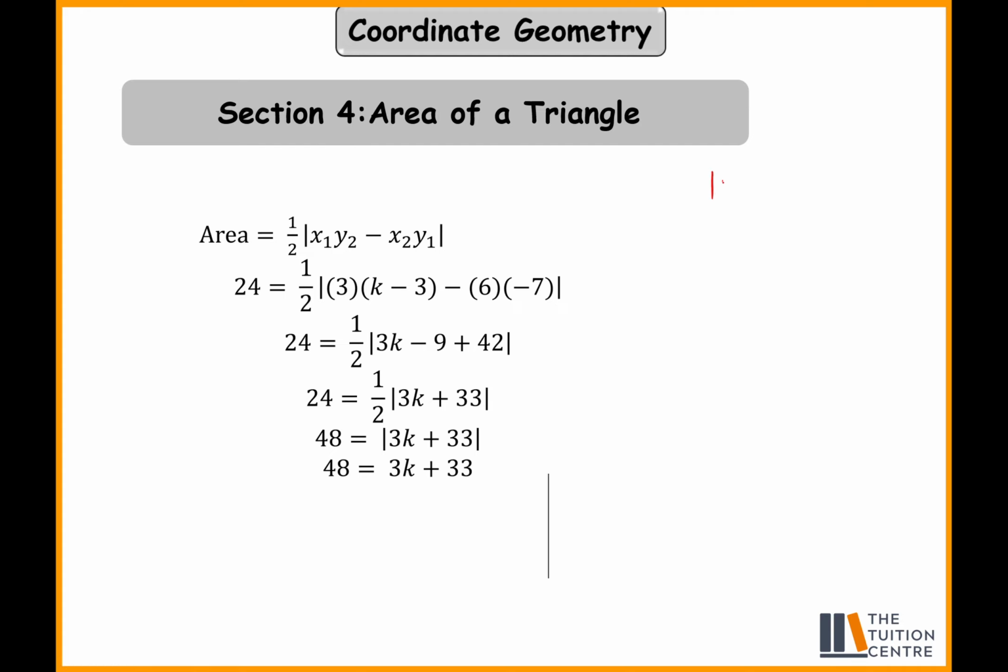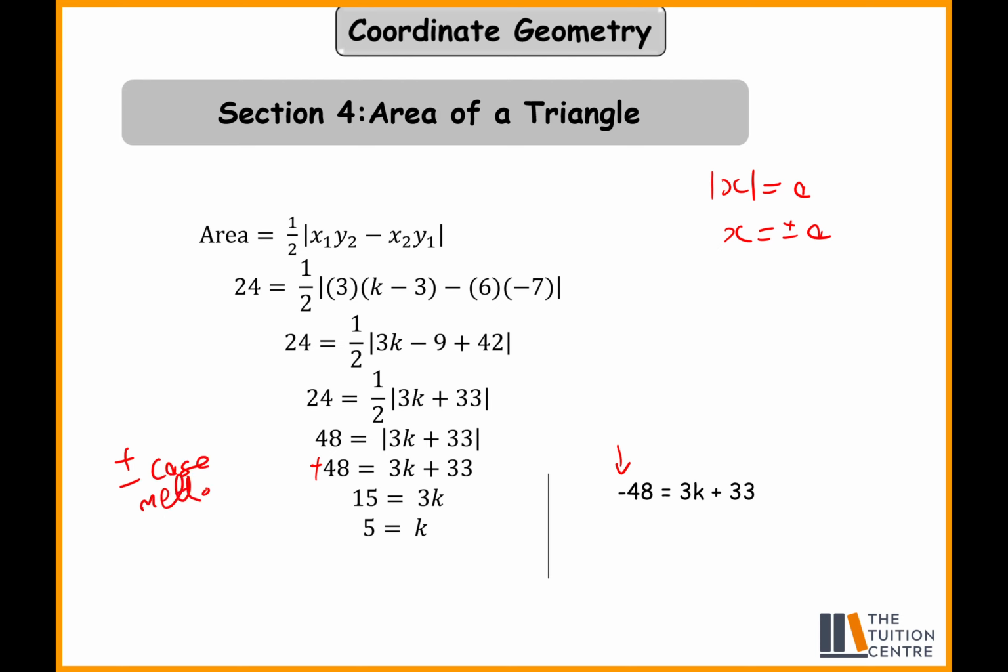So we'd say, if the modulus of x is equal to a, then we can say x is equal to plus or minus a. In the same way over here, if I say 48 is equal to the modulus of 3k + 33, I can say plus 48 is equal to 3k + 33, or in a minute you'll see over here the minus case, minus 48 is equal to 3k + 33. So it is the plus minus case method, and it certainly is quicker.